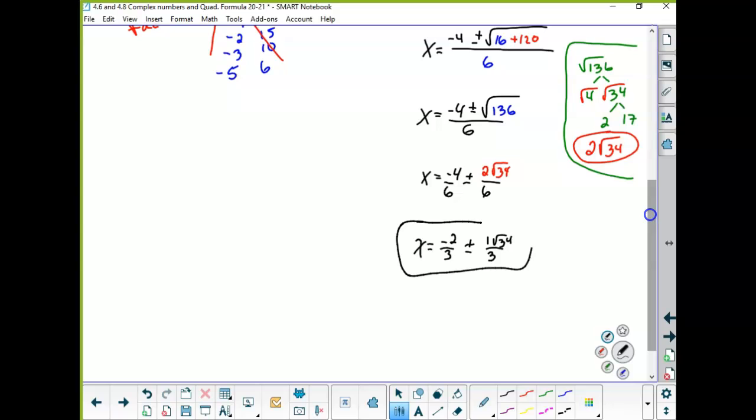Now officially, these are my answers. And I say answers because there's 2 of them. It is important to understand that there's one answer where I use the plus version. And by the way, see how I didn't write the 1 in front of the square root of 34? You don't have to write the 1, because 1 times anything is still itself. So there's one answer using the plus, and the other answer would be using the subtraction.